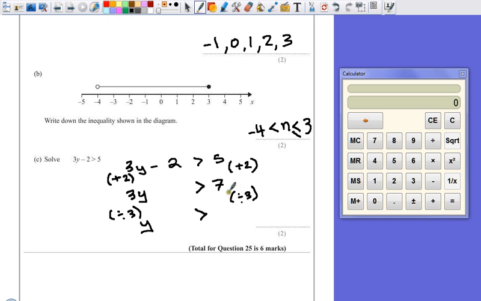Now I'm not going to work out what 7 divided by 3 is. If you did it on your calculator, you would end up with this recurring decimal. So I would leave this as a fraction, 7/3, and that would be my final answer. Now if you put that, you may get 1 mark. You have shown the full answer here, so they may still give you 2. Do remember to include the y is greater than, because that's still part of our solution.